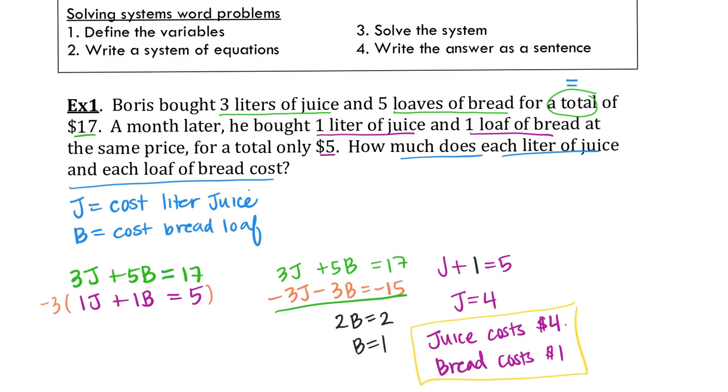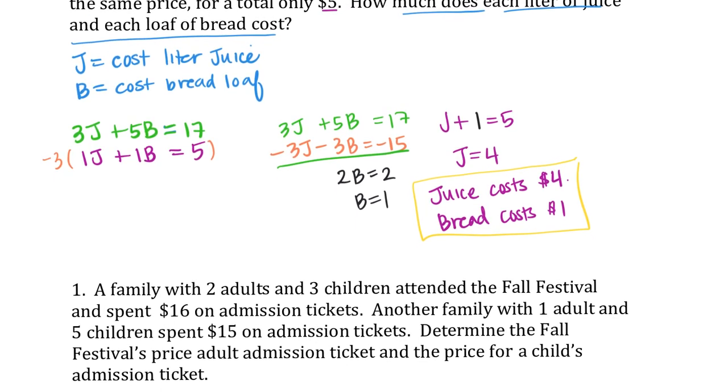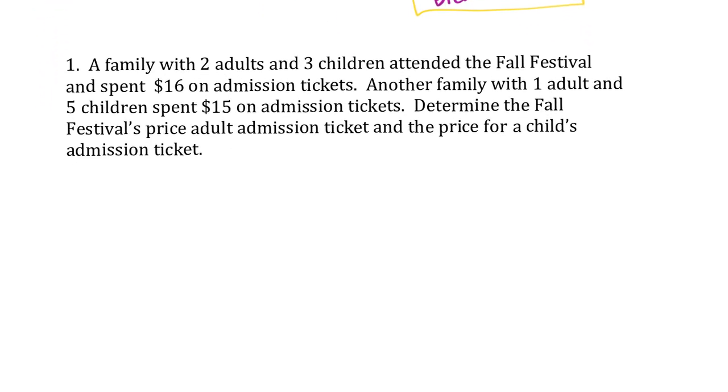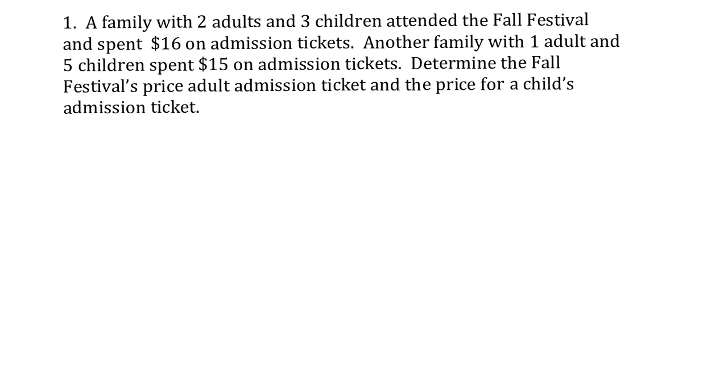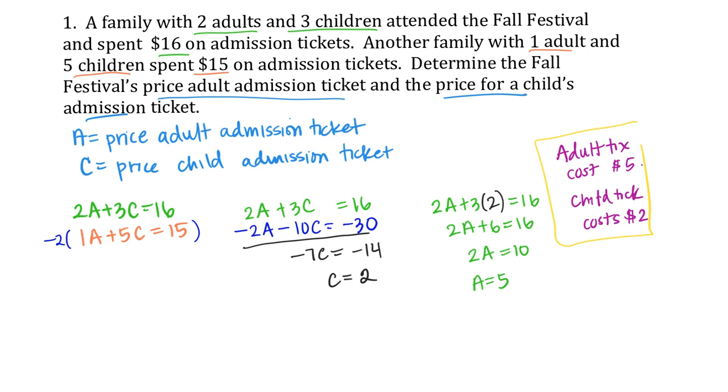Okay, now practice number 1 is very similar. So go ahead and read number 1, define the variables, write the system, solve, and then answer as a sentence. Unpause the video when you want to check your answer. Okay, I chose A for the price of an adult admission ticket and C for the price of a child admission ticket. Again, you can pick any variables you like. Our conclusions are going to be the same. Okay, when I solved it, I found that adult tickets cost $5 and child tickets cost $2.